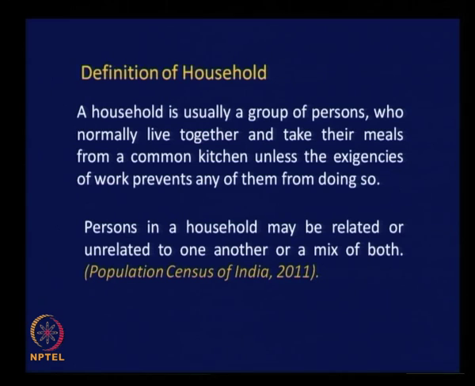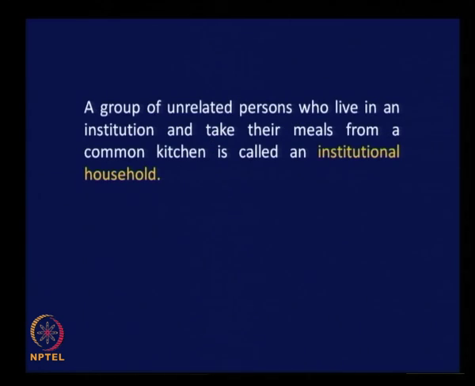Now, can we think of examples of different types of households? As stated here, a group of unrelated persons who live in an institution and take their meals from a common kitchen is called an institutional household.